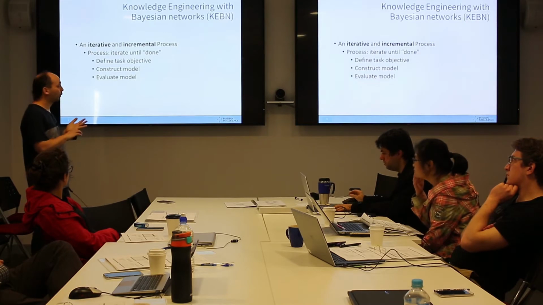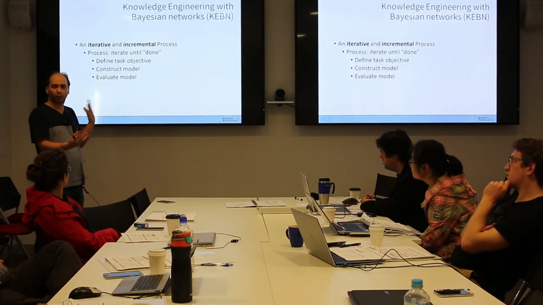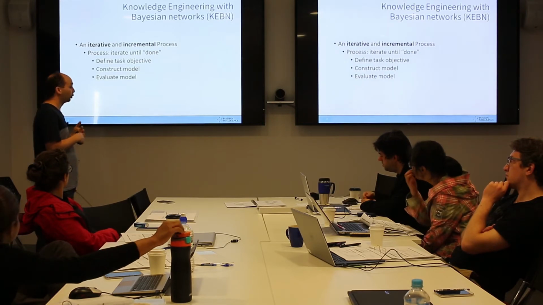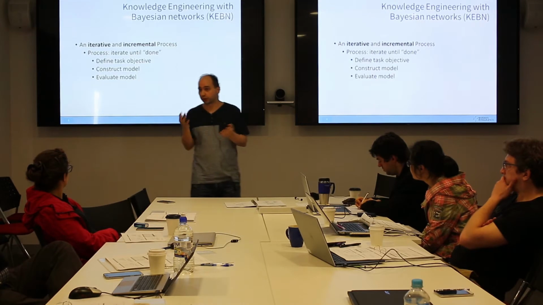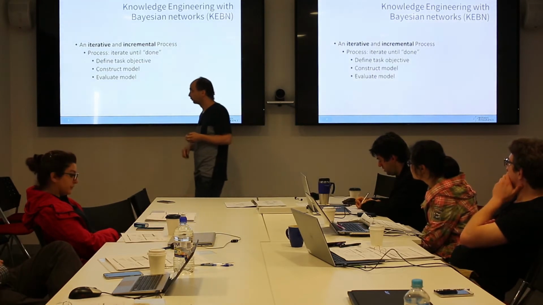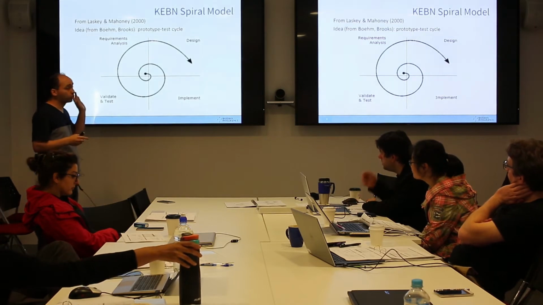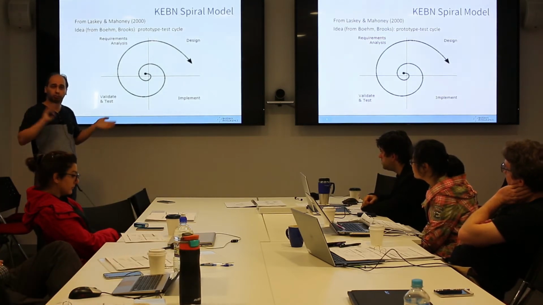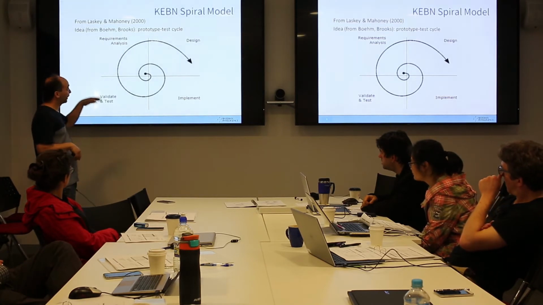So first you want to get a clear sense of what the objective is, which is kind of like a requirements analysis. You want to go through the construction of the model, design and implementation, and you want to evaluate. So that's the spiral model process. Is everyone familiar with the spiral model? I would assume so, yep. So it's exactly the same kind of thing.